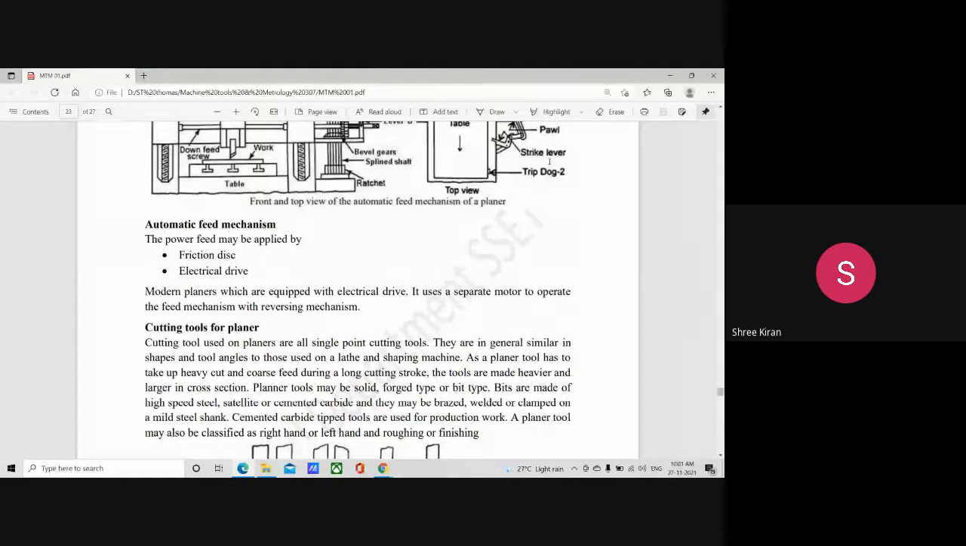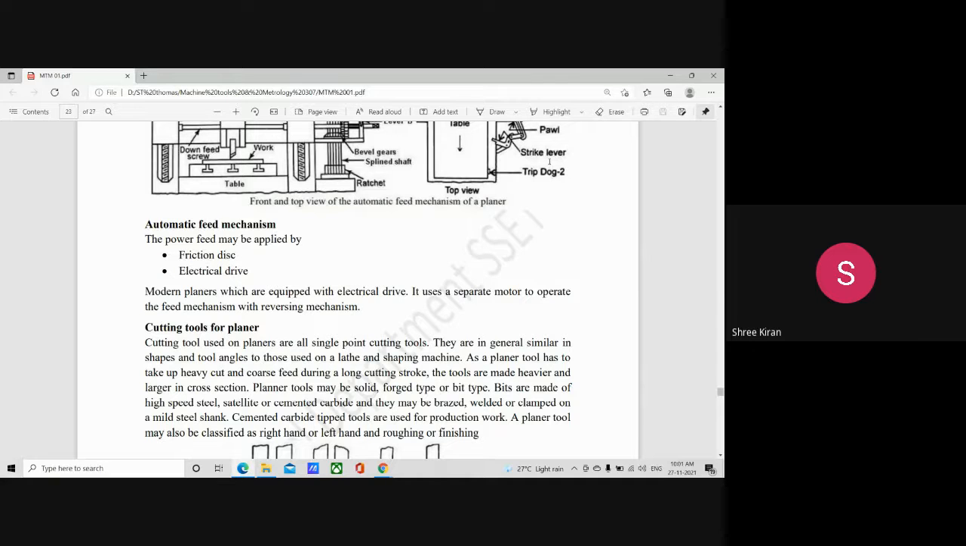The power feed may be applied by frictional disc and electrical drive. Most probably you will be having an electrical drive. Modern planers which are equipped with electrical drive use a separate motor to operate the feed mechanism with a reversing mechanism. This is what happens in the case of modern planers. Most probably we have friction disk and electrical drive, but in modern cases, due to availability, we are mostly using modern planers which are equipped with electrical drive.